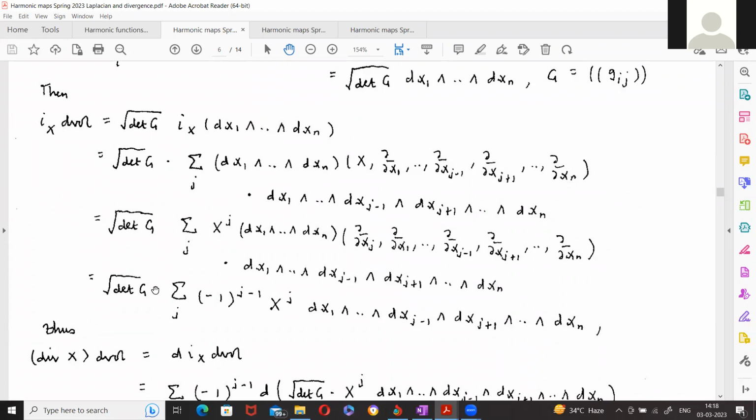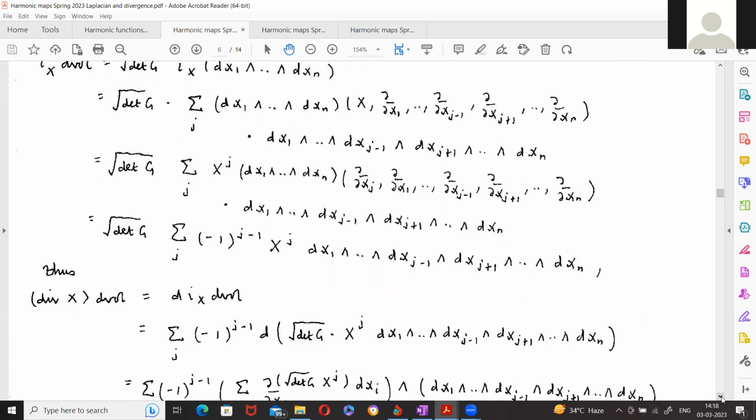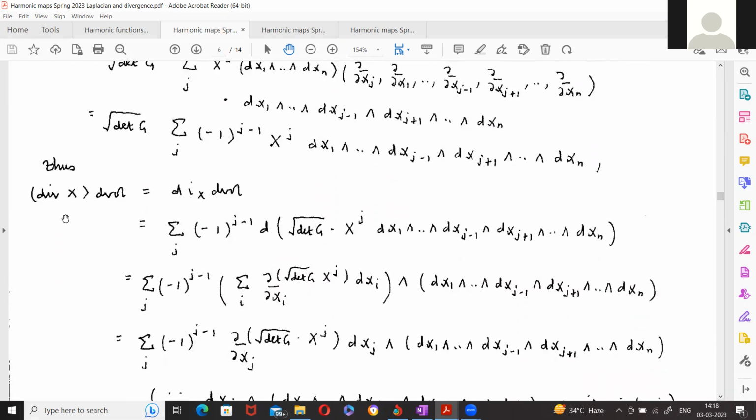It is square root determinant g into sum over j of minus 1 to the j minus 1 xj dx1 wedge dxj minus 1 wedge dxj plus 1 wedge dxn. Is this okay? Yeah. Okay. So now we want to compute the divergence.